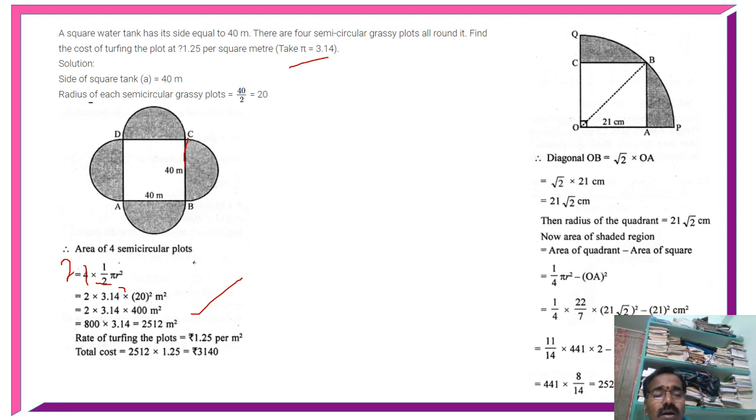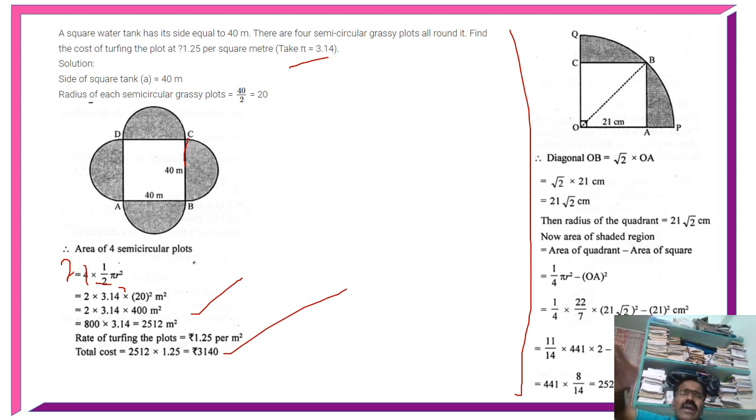Turfing the plot, 1 rupee 25 paise, multiply and you get the cost. And this is a different model, students. According to this question, the quadrant is given and a square is given, and the side of the square is given. We need to find the shaded region. According to the concept, shaded region equals area of quadrant minus area of square.